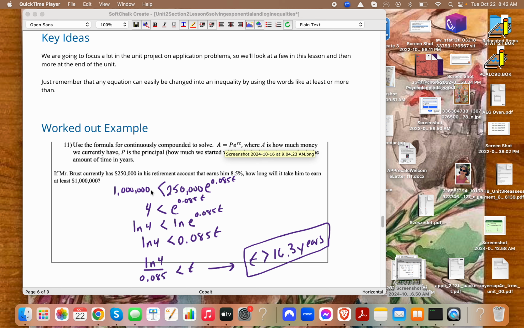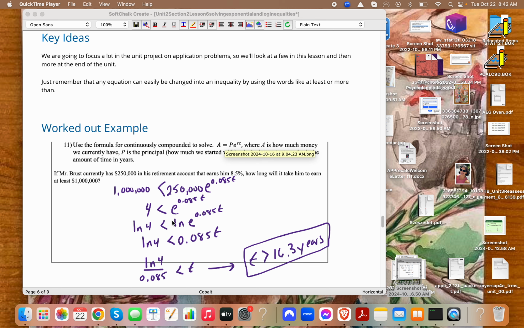But okay, so when I start to solve this, this step is kind of skipped, but they're dividing both sides by 250,000. So 1 million divided by 250,000 is 4. That is less than e raised to the 0.085t. And we want to solve for t. So we've been practicing. When we want to solve for t, we need to take the logarithm of both sides. And because this is base e, we're using the natural logarithm. That's why it's ln. So we have the ln of both sides.